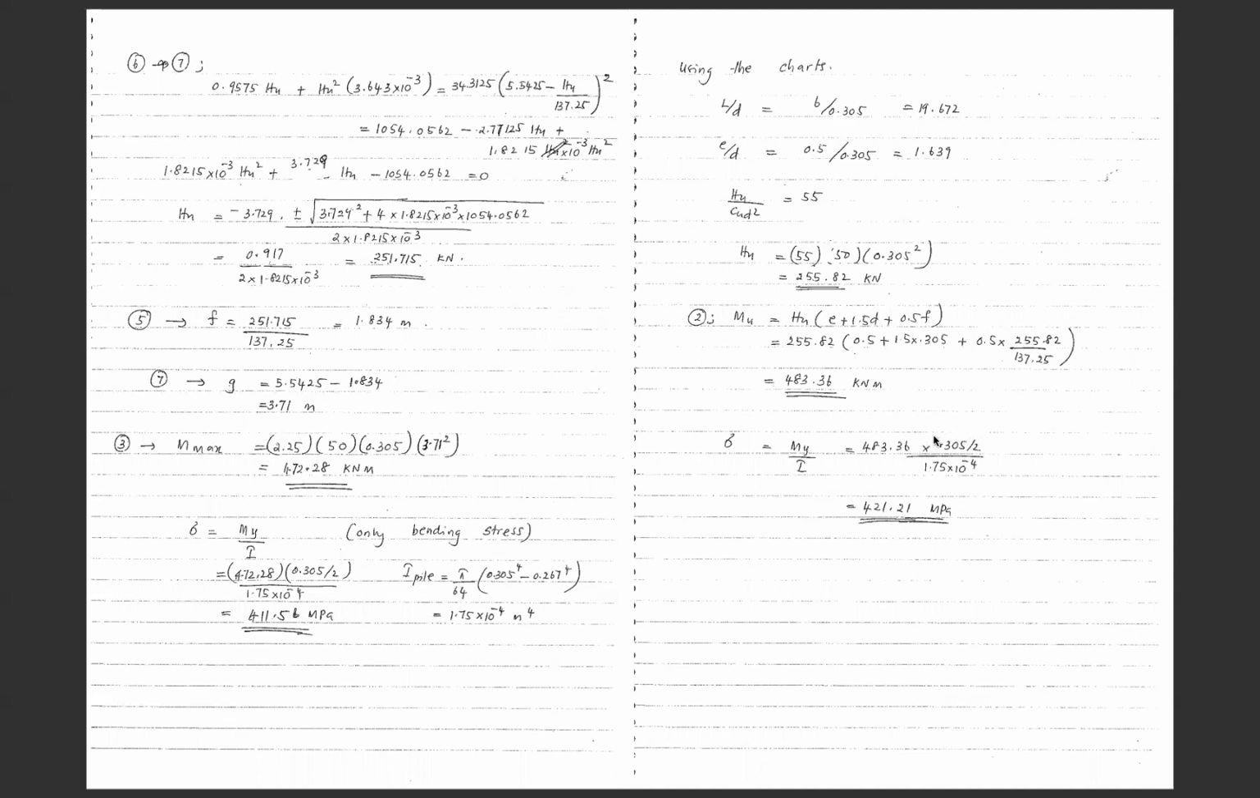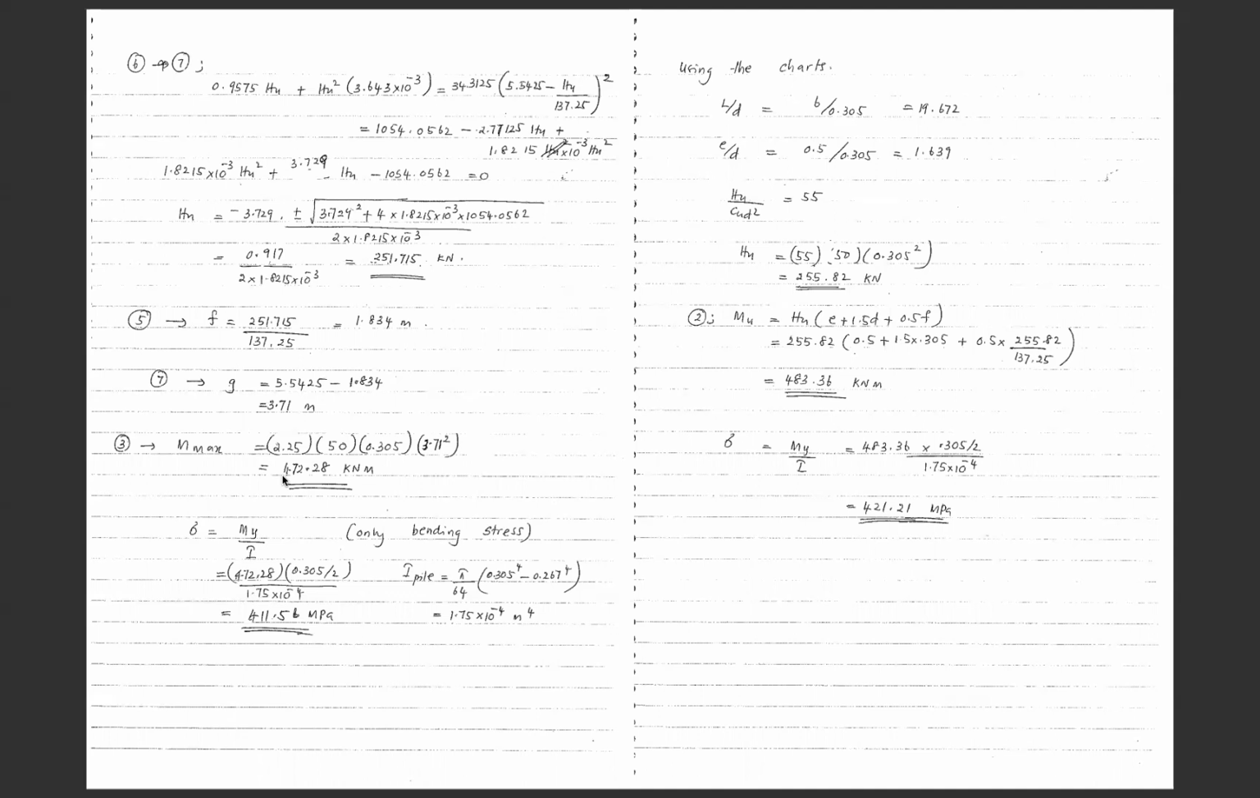And this is the mid-section of the pile, which is diameter divided by 2. And as you can see, the solution is also different because M maximum is different in both cases. In this case, we got 483. In the previous case, we got 472 kilonewton meter. Okay, so that's for the first question.